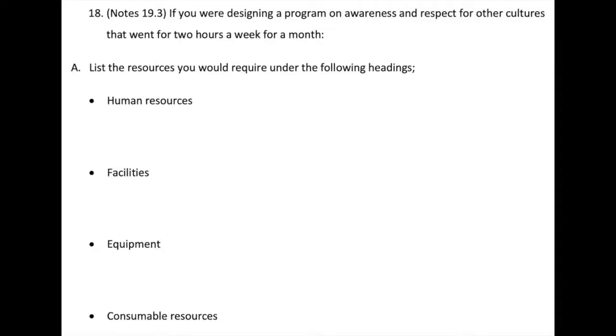Question 18 asks, and there's 2 parts to this question, if you were designing a program on awareness and respect for other cultures that went for 2 hours a week for a month, then list the resources that you would require under the following headings. And those 4 headings again: human resources, facilities, equipment, and consumable resources.